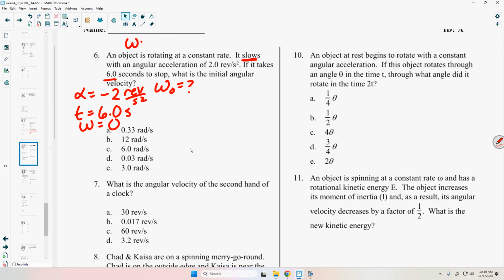I do know that omega equals omega naught plus alpha t. Let's see, do I have everything I need for that? I know t, I know alpha, I know omega. So I'm just solving for omega naught. It is important that your alpha be negative, because it has this initial velocity and then it's slowing down. So my omega naught is going to be positive, my alpha will be negative. So I can solve this: 0 equals omega naught plus alpha, which is negative 2, times t, which is 6. Omega naught equals 12.